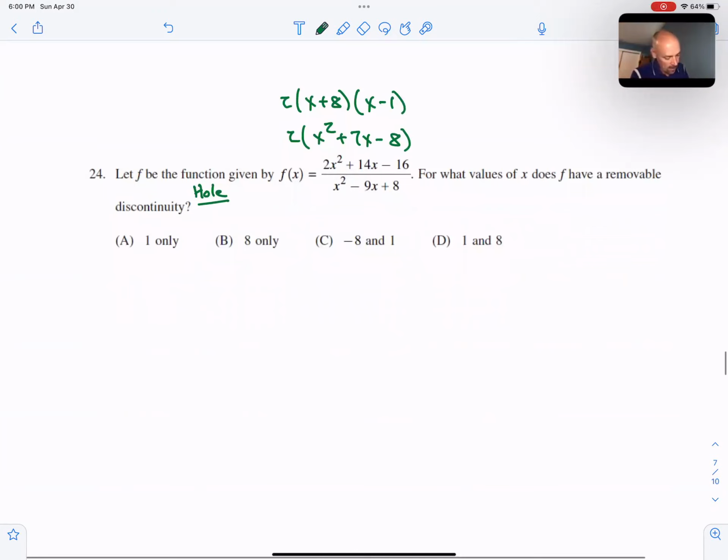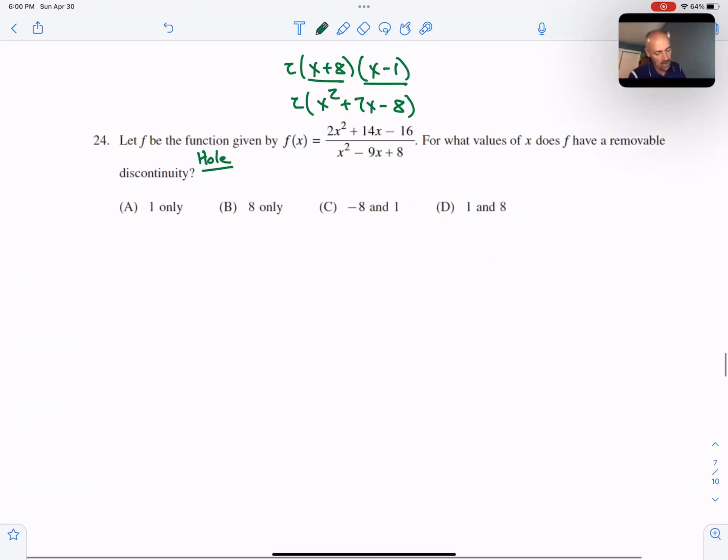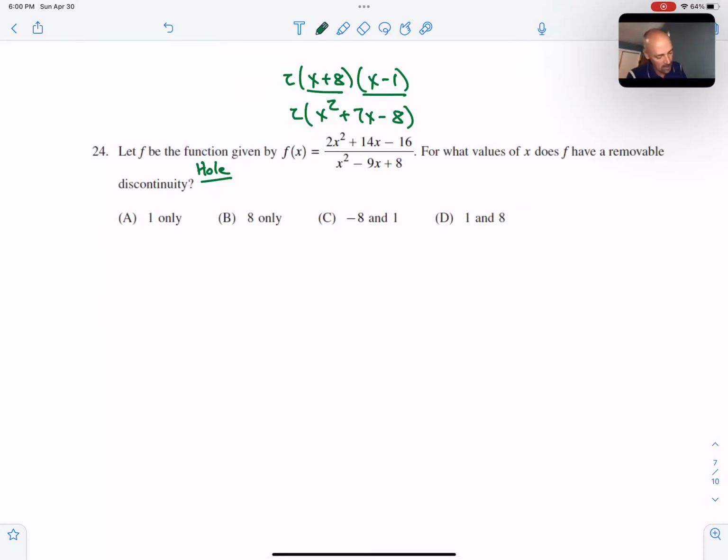And then in the denominator, again, I'm guessing maybe one of these factors, if I do have a hole, is going to have to show up again in the denominator. So if I factor that, I'm going to have x minus 8 and x minus 1. Okay. So now I'm looking at those, and I do have a common factor. x minus 1 is the only common factor. Got to be careful. That's x plus 8 in the numerator, and x minus 8 in the denominator. So the only common factor is x minus 1, which means there's a hole at x equals 1 only.